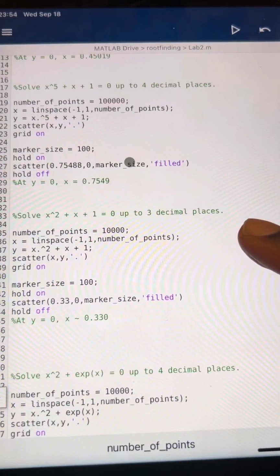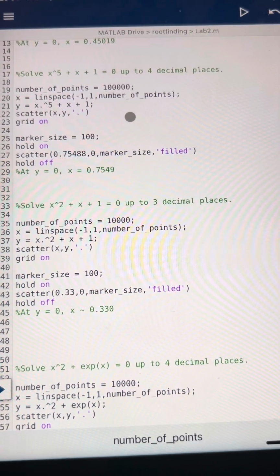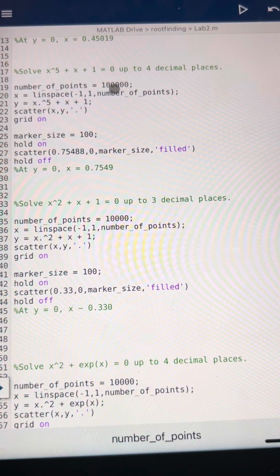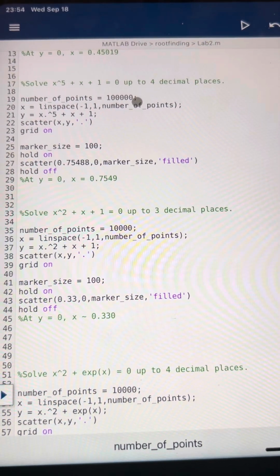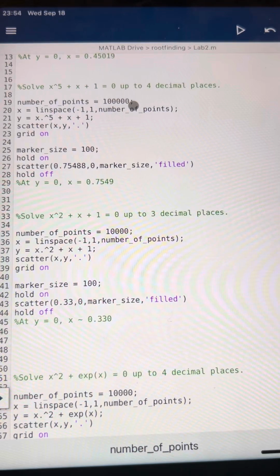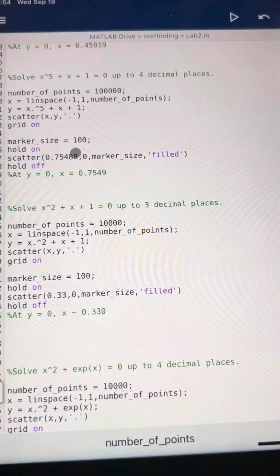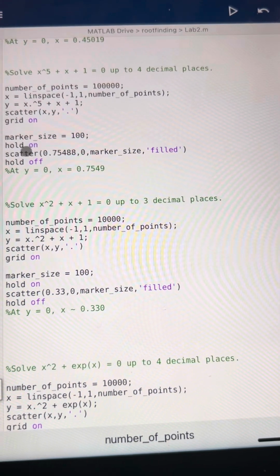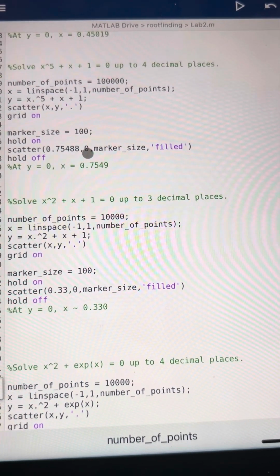So then for part 2, I pretty much did the same thing. The main difference was the number of points. Instead of being 1 million, it's now 1,000, because instead of 5 decimal places, we're wanting 4 decimal places. And then the answer, when I got the graph, it was at 0.7549.